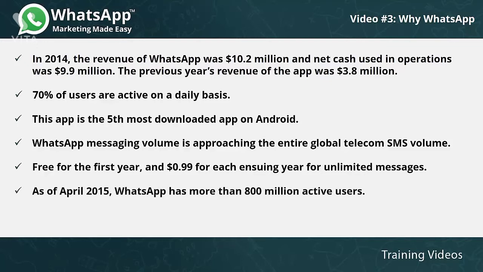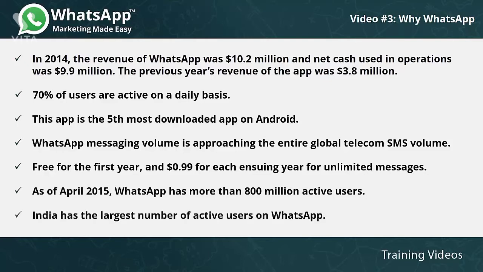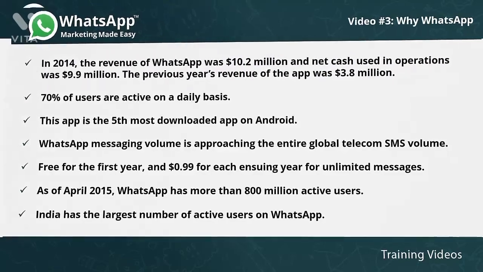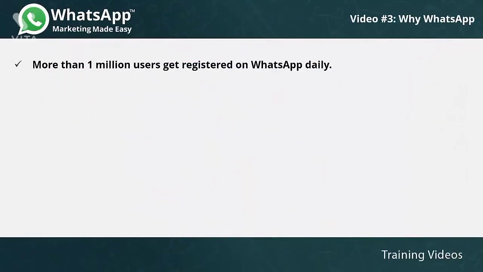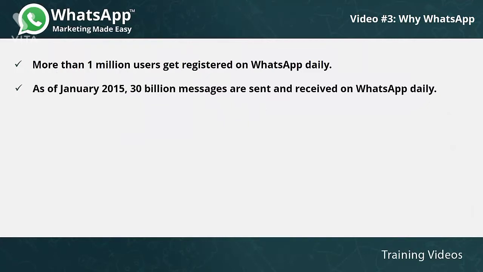As of April 2015, WhatsApp has more than 800 million active users. India has the largest number of active users on WhatsApp. More than 1 million users get registered on WhatsApp daily. As of January 2015, 30 billion messages are sent and received on WhatsApp daily. 73% of users access it via an Android device.